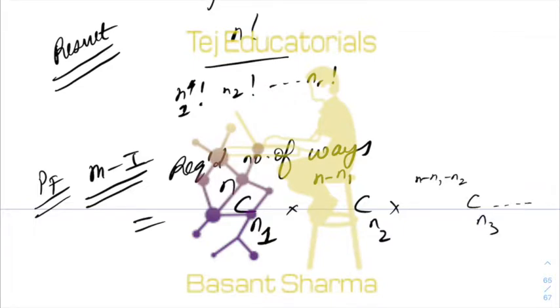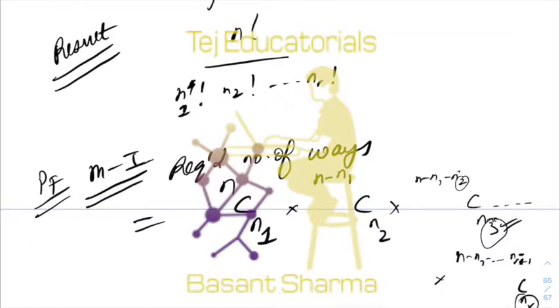The last term here would be n minus n1 minus so on till n(r minus 1) C nr. Because you see the last term here is 2, and then the subscript here is 3, so one more is coming here. So this will be nr minus 1, and this will be nr.